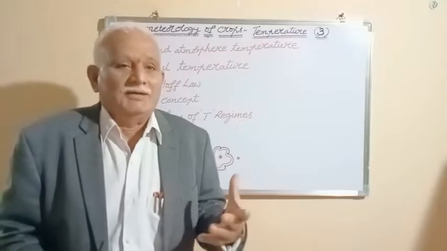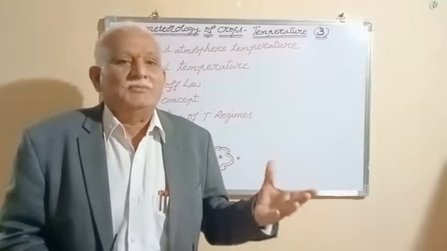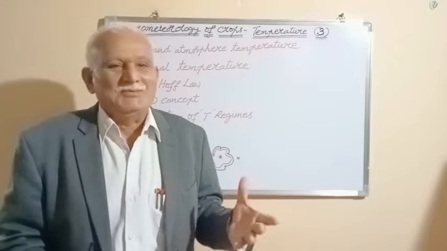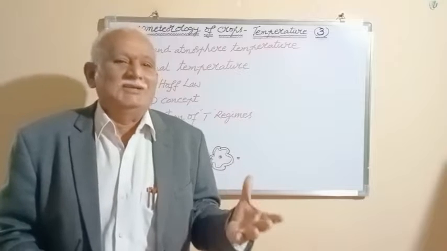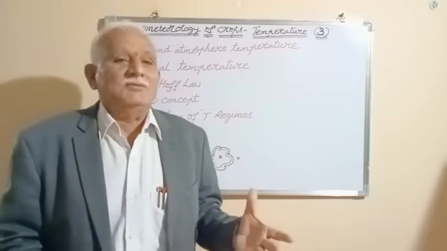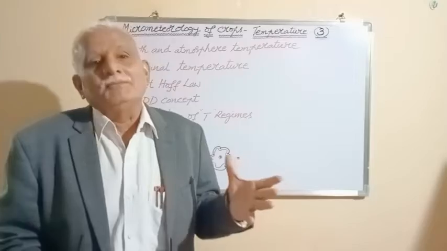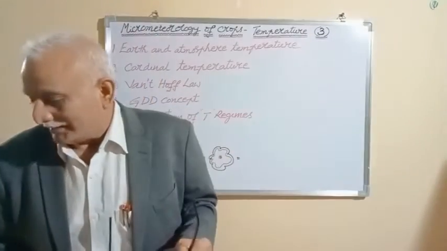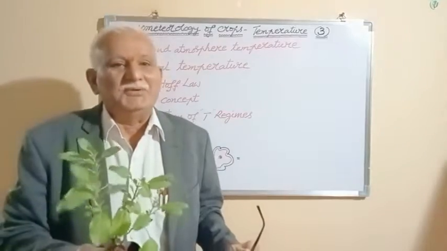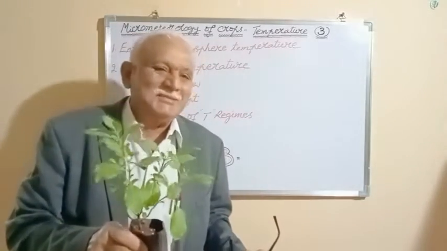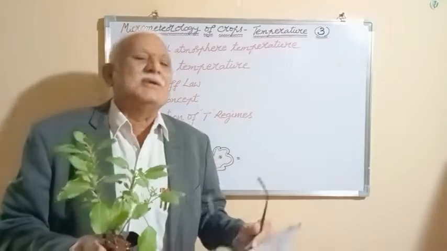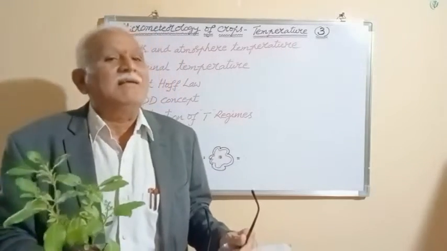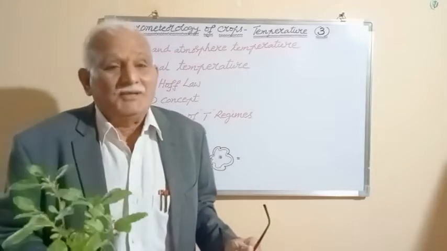So from there we started our Micrometeorology of Crops, Temperature 1. And in the 2, we discussed the first law of thermodynamics, the second law, and the third law of thermodynamics. The first law, its application also we tried. The energy entering into a system is equal to energy stored in the system plus energy going out of the system. In other words, energy can neither be created nor destroyed.